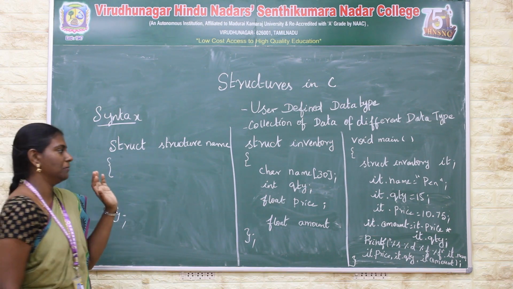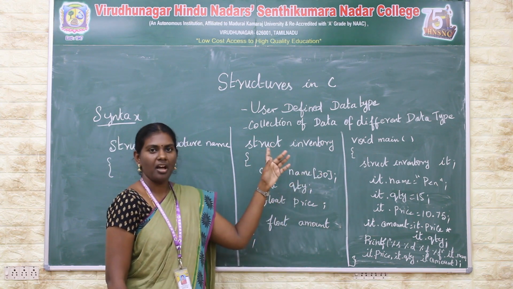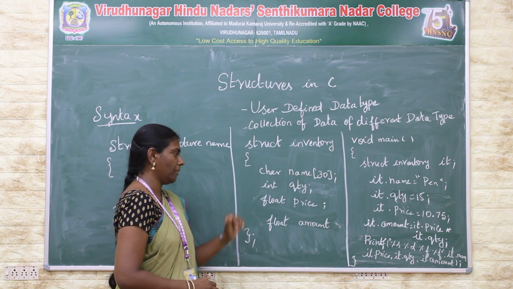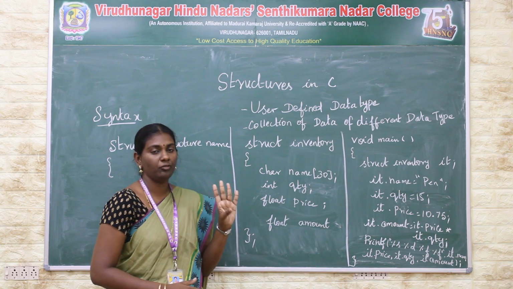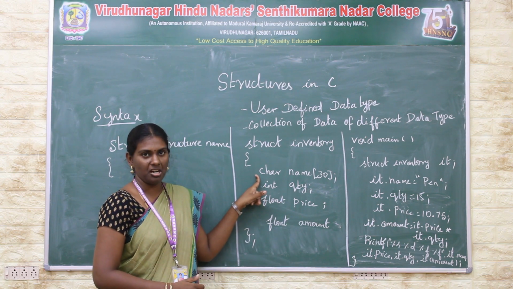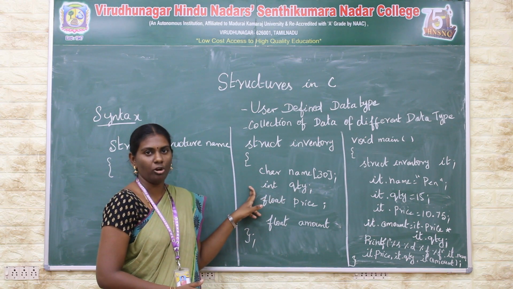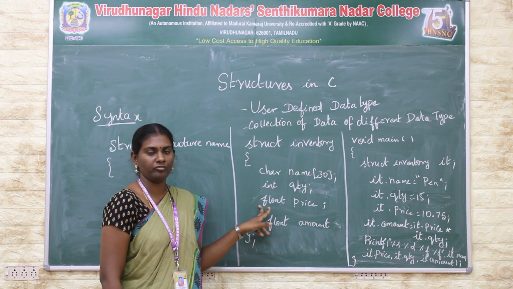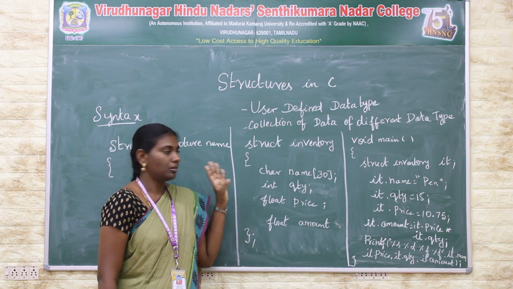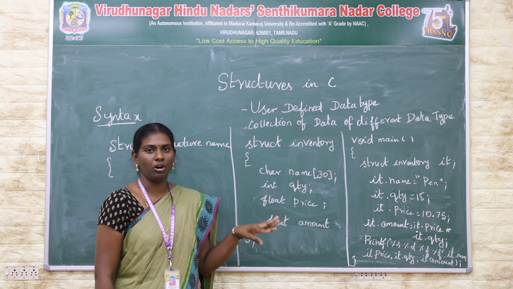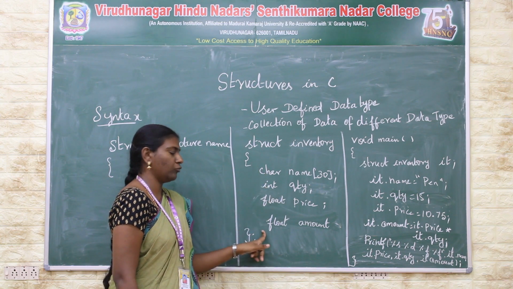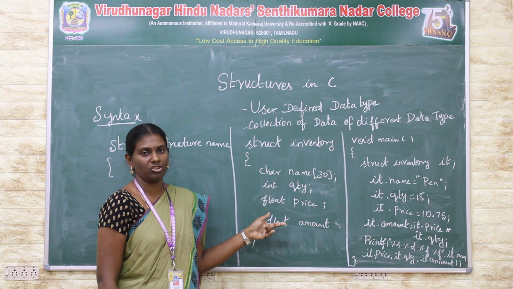Now let's see an example. Here, struct inventory. As I told earlier, struct is the keyword, inventory is the name of the structure. Inside this, I have four variables of different data types. First is the character array name, next is the quantity of type integer, third is the price of type float, fourth is the amount of type float. All these four are called the data members of the structure inventory.